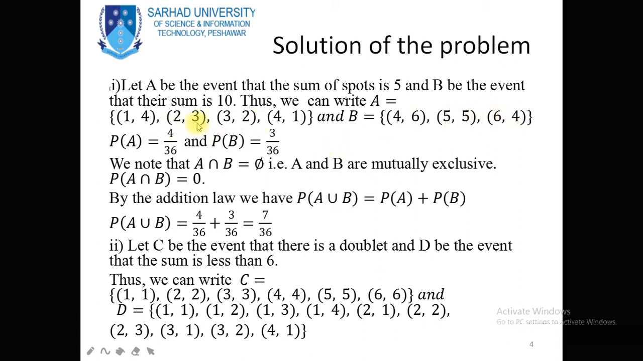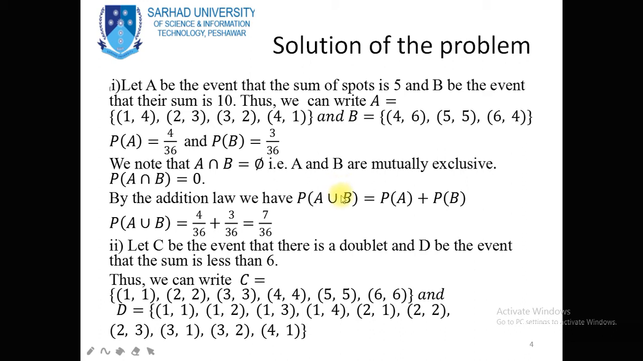The number of outcomes in the event A is 4, so the probability of A is 4 by 36, and the number of outcomes in the event B is 3, so the probability of B is 3 by 36. Now note that these two events are mutually exclusive. There is no common outcome between these two events, so the probability of A intersection B will be equal to 0. And by using the addition law, probability of A union B.